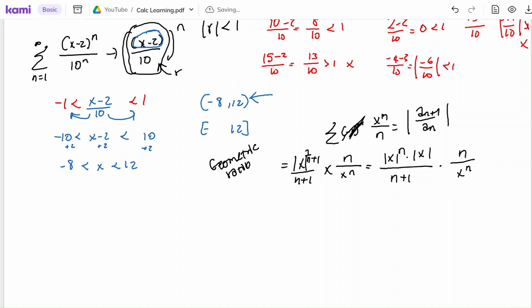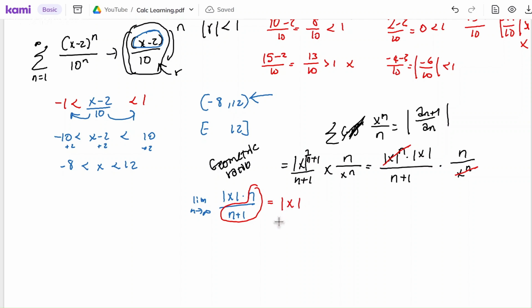And luckily something cancels here, but then we're left with the rest of this, and we put the limit as n approaches infinity, and then we're left with the absolute value of x times n over n plus 1. As you can see, these all go away because they all equal 1. N over n is just 1. So we're left with just the absolute value of x.